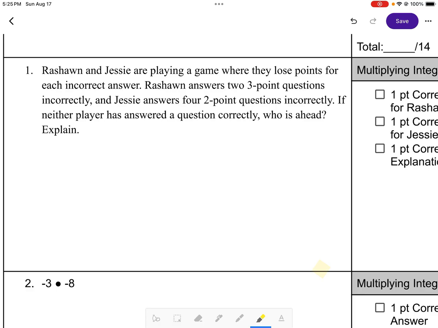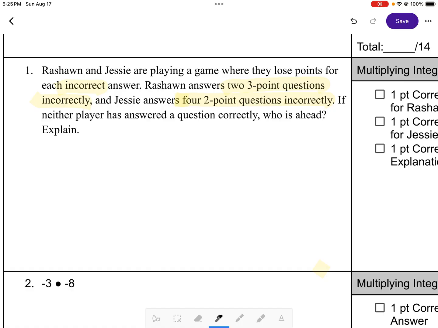So it says Rashawn and Jesse are playing a game where they lose points for each incorrect answer. Rashawn answers 2 3-point questions incorrectly, and Jesse answers 4 2-point questions incorrectly. If neither player has answered a question correctly, who is ahead? Explain. Okay, so they lose points for each incorrect answer. So here, Rashawn answers 2 3-point questions incorrectly.